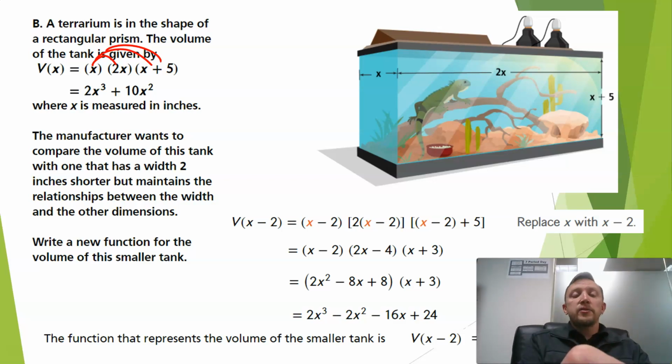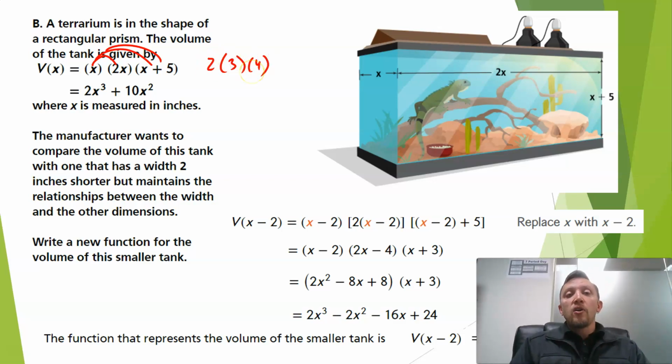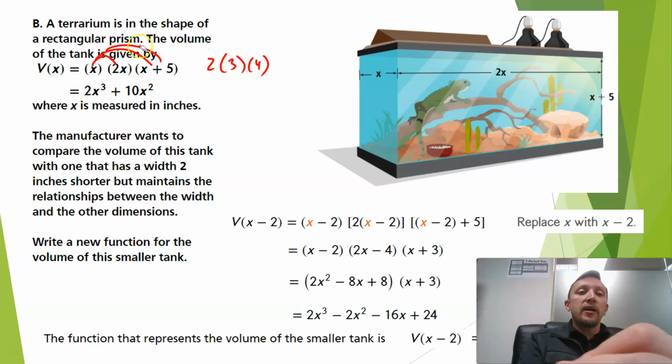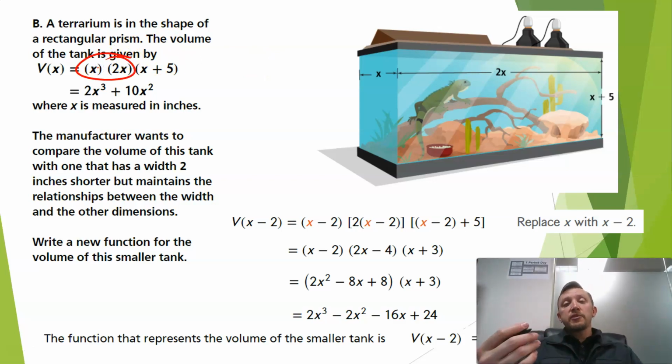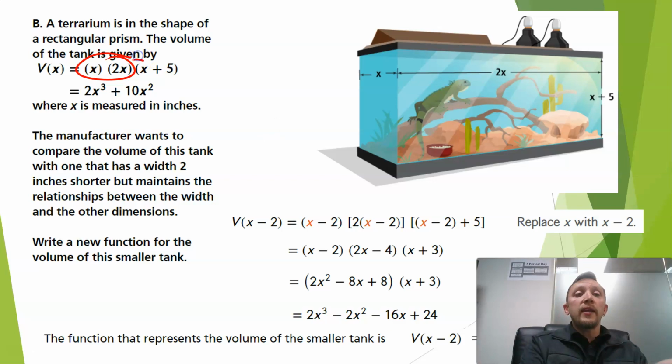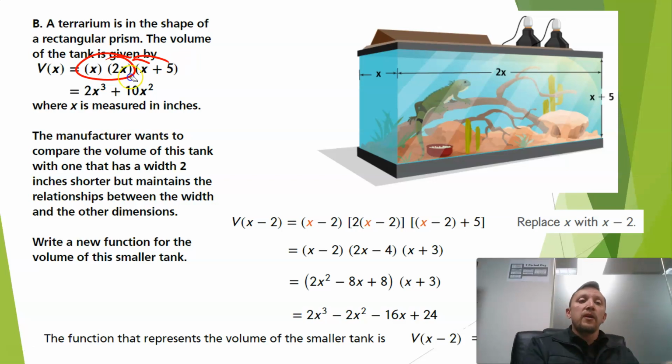Wrong. What I tell students is if I had 2 times 3 times 4, we would not take 2 times 3 and then 2 times 4. We would take 2 times 3 and get 6, and then take 6 times 4 to get 24. So we're going to apply the same concept here by just multiplying these two together first. X times 2x is 2x squared, and then multiplying that times what's in parentheses, we would have to distribute because you have 2 terms in parentheses there. And that's how you get the 2x cubed plus 10x squared.